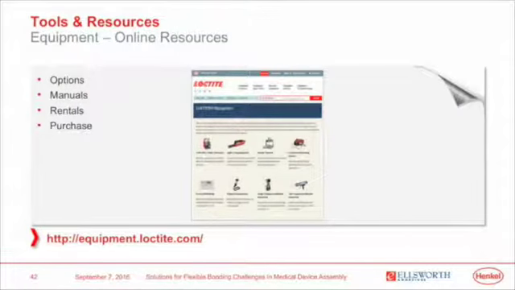Dee did a great job of reviewing some of the LED options. So on the equipment.loctite.com site, you also have access to a wide variety of technical solutions, not only commercial, but also a lot of the technical information that you might need to make a decision. These include the different options that are available for the Henkel Loctite equipment, manuals, rental of the equipment, as well as purchase of the equipment. So again, any questions on the equipment, you can really find a wealth of information at the equipment.loctite.com site.